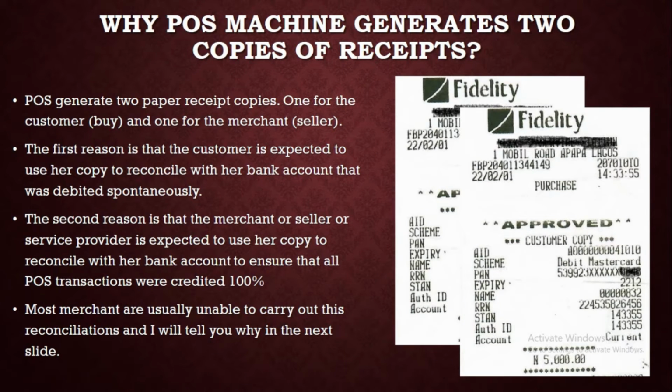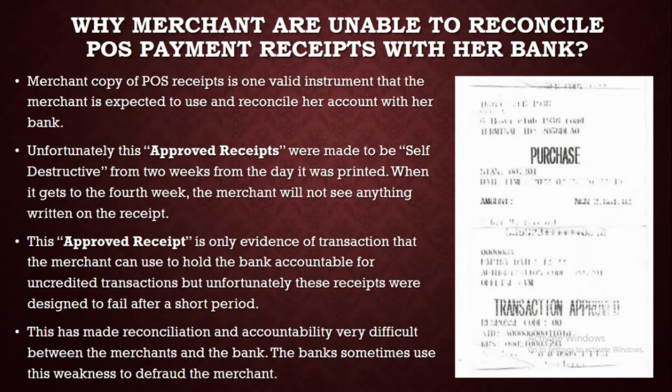Now let's look at why your POS machine will generate you 2 copies of receipt. The first reason is that the customer is expected to use her copy to reconcile with her bank account that was debited spontaneously. The second reason for the second receipt is for the merchant or the seller or the service provider to use her own copy to reconcile with her bank account to ensure that all POS transactions were credited to her account 100%. Most merchants are usually unable to carry out this reconciliation, and I'm going to tell you why in the next slide. Now let's look at why merchants are unable to reconcile POS account receipts with their banks.